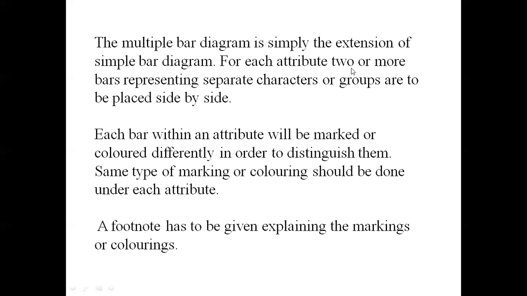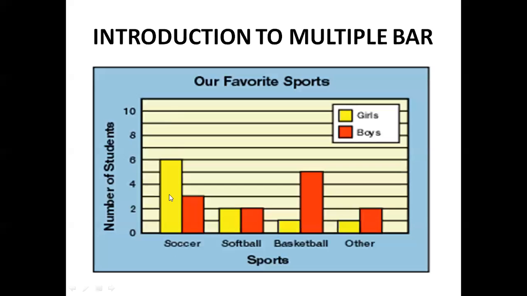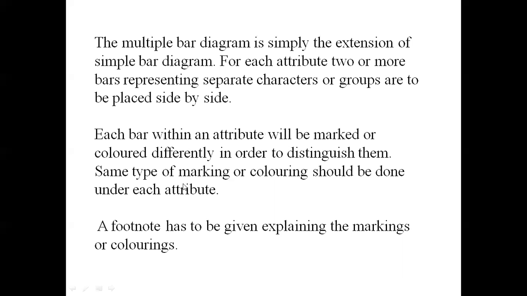For each attribute, two or more bars representing the separate characters or groups are to be placed side by side. Side by side, there is no gap between these. But here there is a gap, between these two groups. But between the bars in the middle there should not be any gap. That is the condition, the rule.